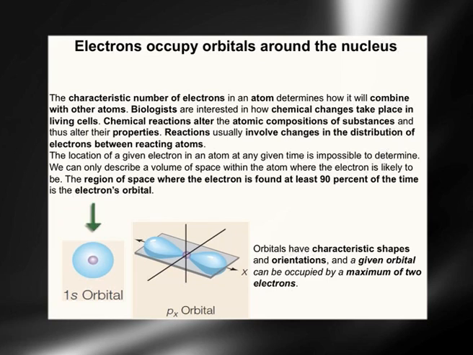Now, orbitals can have different shapes and different orientations, like the s orbital, which is spherical, or the p orbital, which is dumbbell shaped. But whatever the nature of the orbital, each single orbital can hold a maximum of 2 electrons. So either the orbital can be totally vacant, with 0 electrons, or 1 electron can be there, or at maximum 2 electrons can be there.